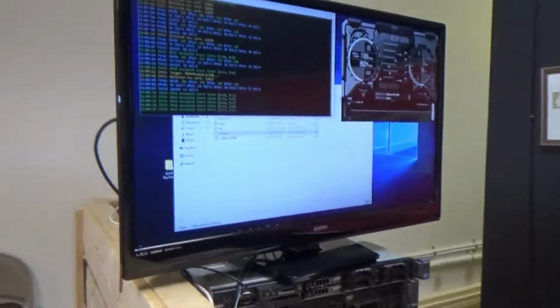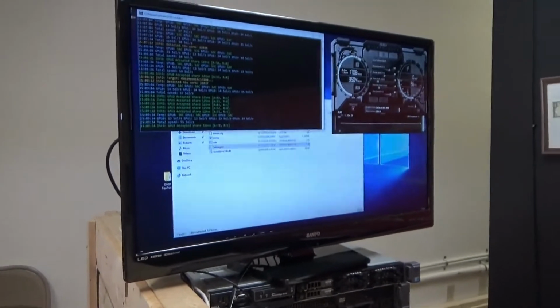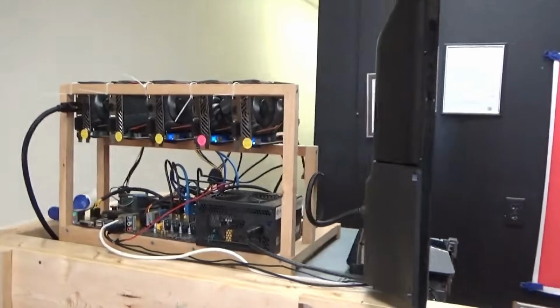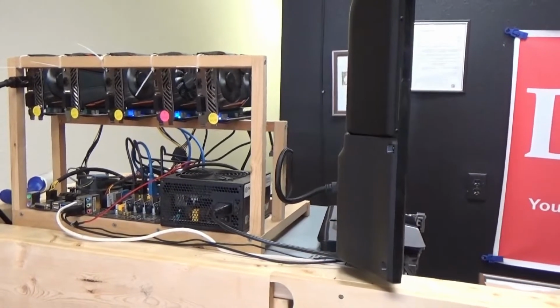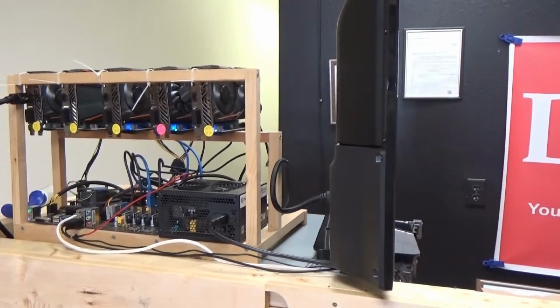I have the computer opened up right now, and I'm working on this here. I'm trying to get all my machines back up and running because crypto's coming back. There's 4 out of 5 cards running on this rig.